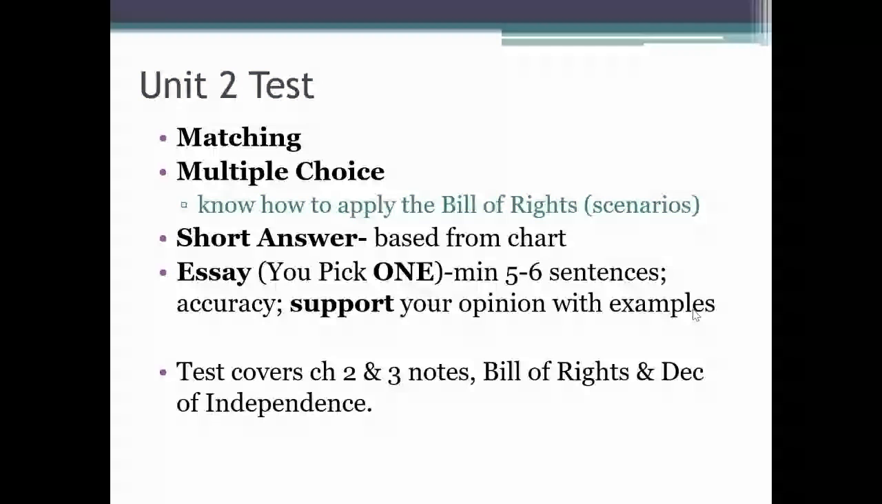Again, look over the Bill of Rights in the packet. Make sure that you know what each amendment is, 1 through 10. The Declaration of Independence. So we did that activity in class a few weeks ago. I believe I passed those back, but you can always look in your book for a copy of the Declaration. And of course, they talk about it in the book. But really, all you have to know is what was the purpose of the document? What were the colonists demanding, or what were they trying to say by writing that document? And it's just general knowledge of it, nothing specific. You don't have to memorize the 27 complaints or anything like that.